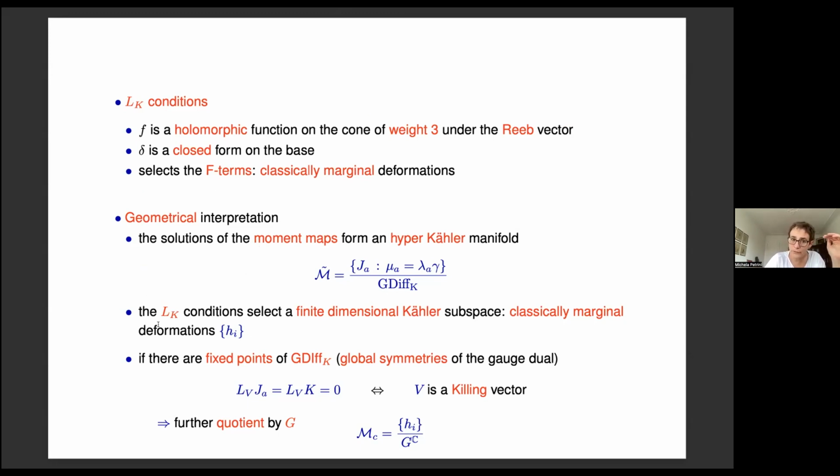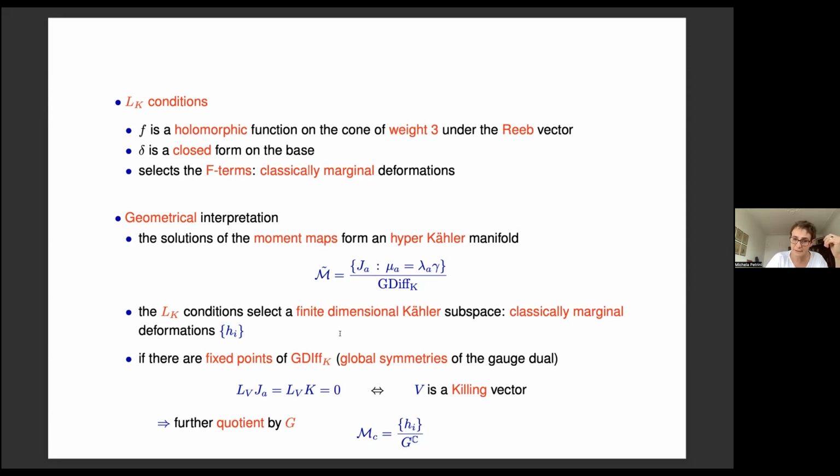When we impose the LK condition, we fix a finite... This is infinite dimensional. This is a finite dimensional space. These are the classical deformations. And if there are no global symmetries, we are done. These are also exactly marginal deformations.